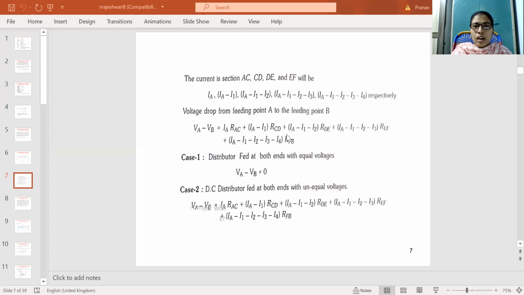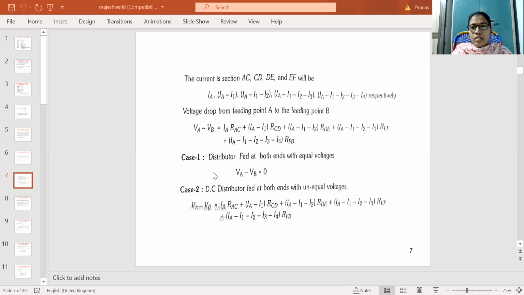minus I1 into RCD plus IA minus I1 minus I2 into RDE and plus IA minus I1 minus I2 minus I3 into REF plus finally IA minus I1 minus I2 minus I3 minus I4 into RFB is the total voltage drop from feeding point A to feeding point B.